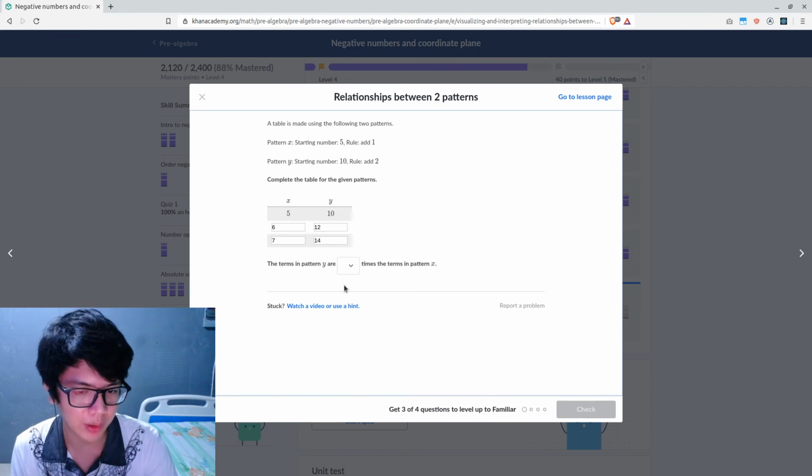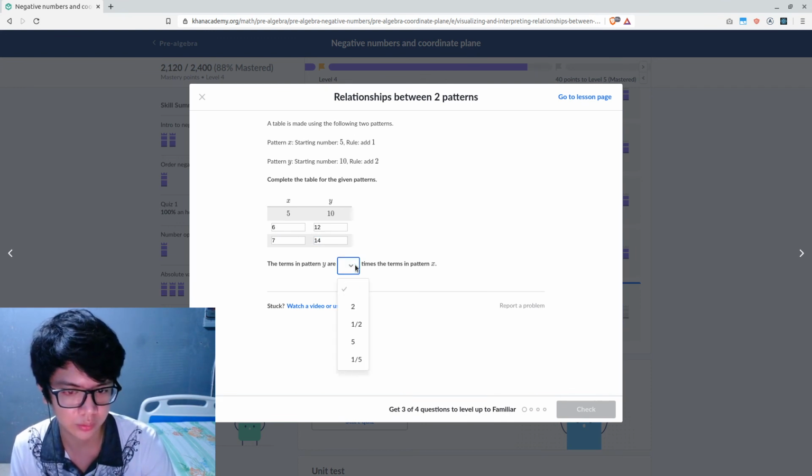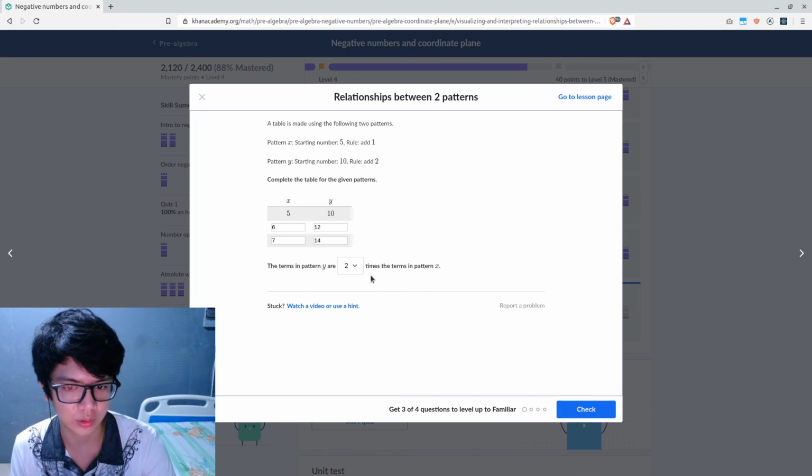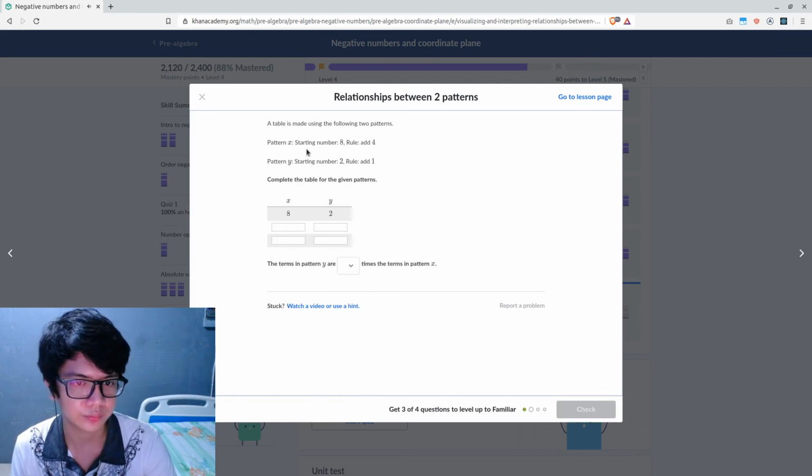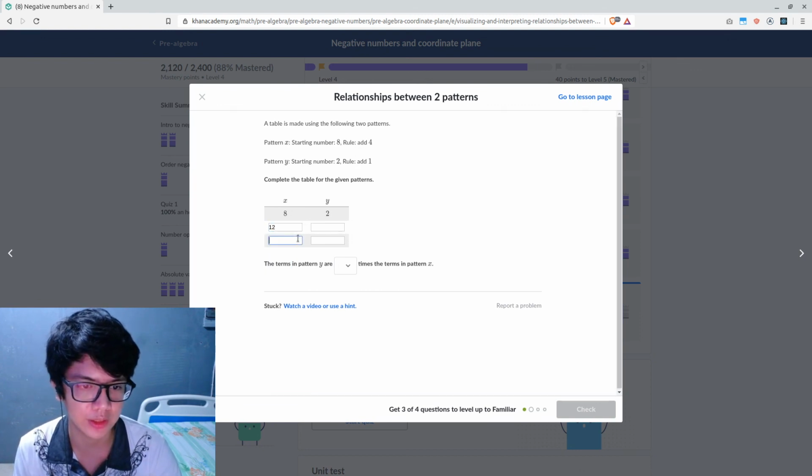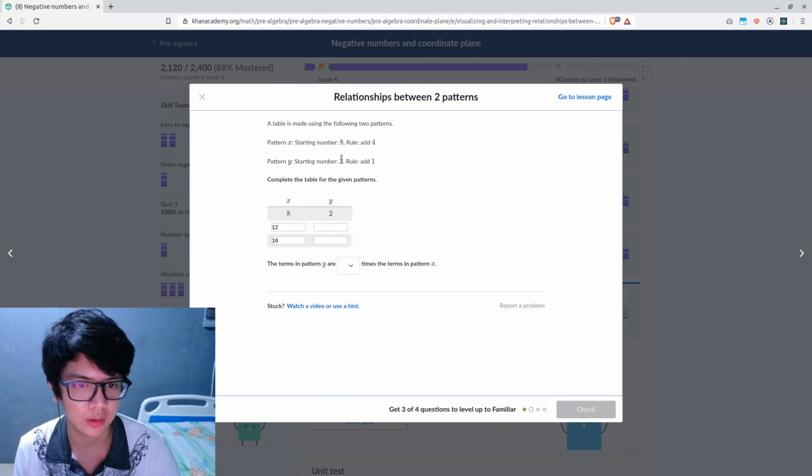The terms in pattern Y are 2 times the term of x. Yeah? Add 4, 12, 16. Start to add 1, 3, 4. Okay, it's divided by 4.